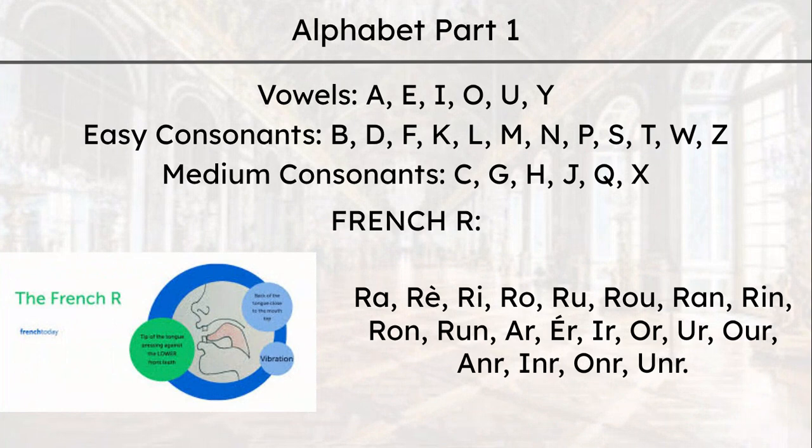Alright, so the French R is very hard, and it takes a lot of practice. First you want to place the tip of your tongue at your teeth and the back of your tongue on the roof of your mouth. Then you're going to vibrate your vocal cords while saying the G, and you get R. And then we're going to try these exercises.